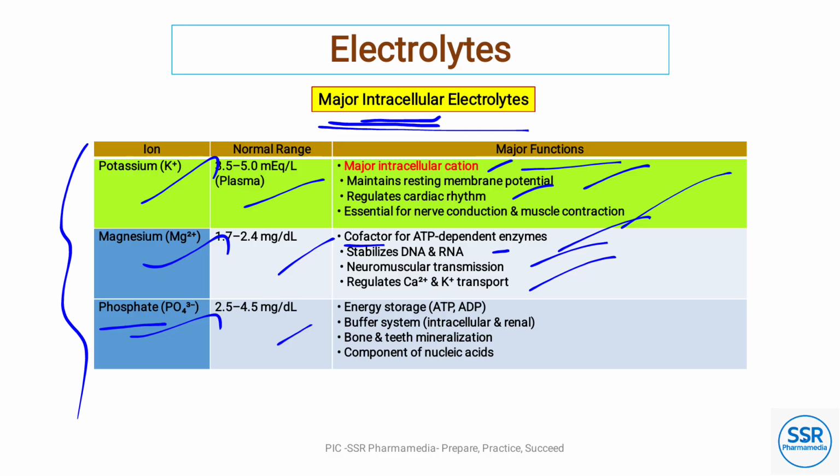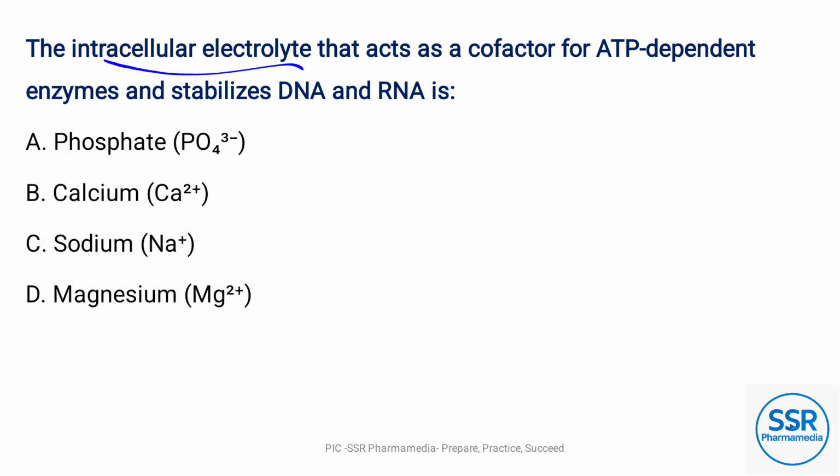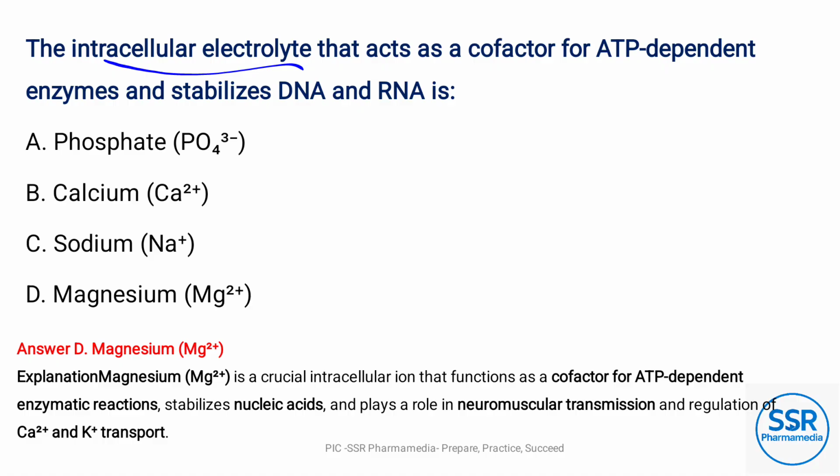And phosphate is very important for energy storage like ATP and ADP. It is involved in the buffer system also, and is required for bone and teeth mineralization. It acts as a component of nucleic acid synthesis. The intracellular electrolyte that acts as a cofactor for ATP dependent enzymes and stabilizes DNA and RNA is option D, magnesium.